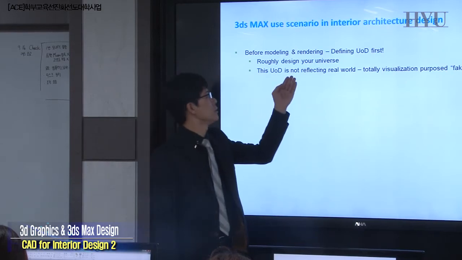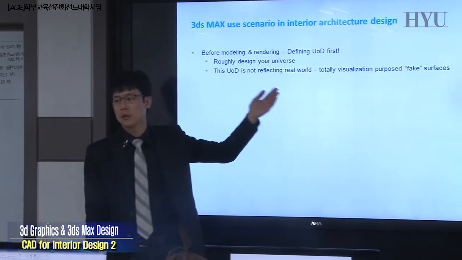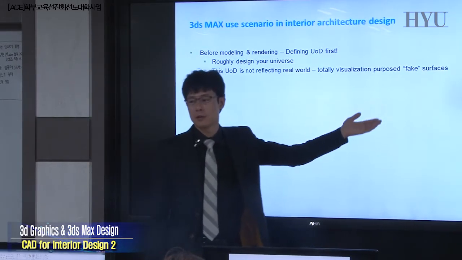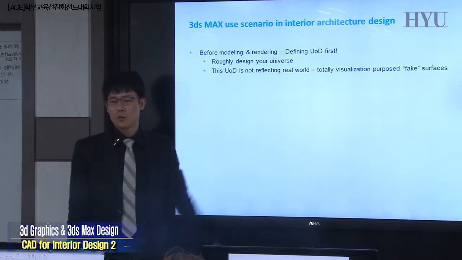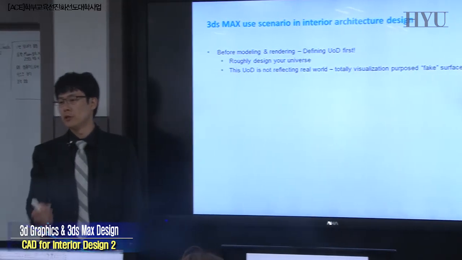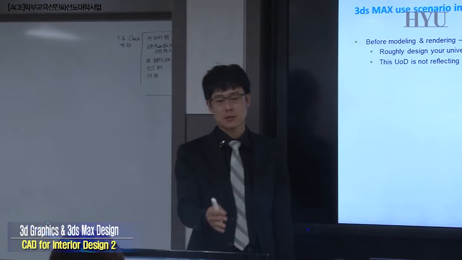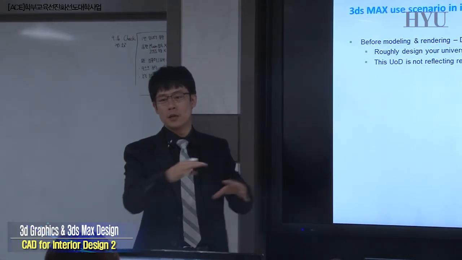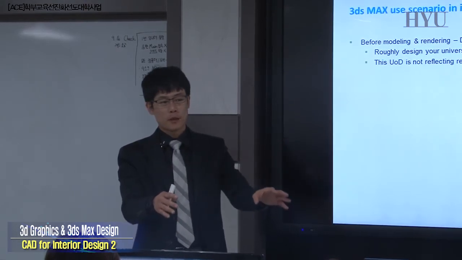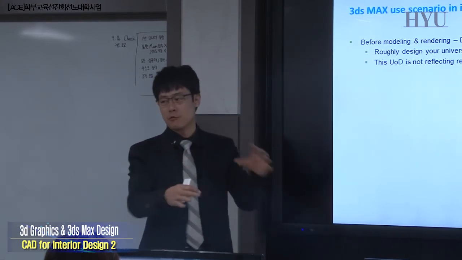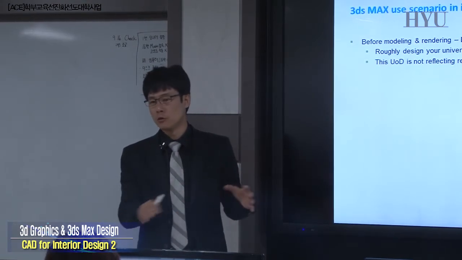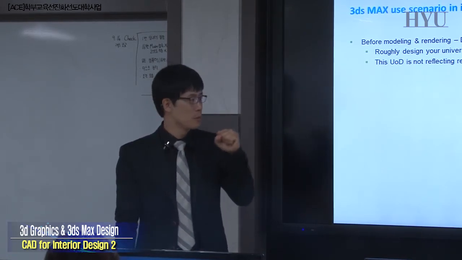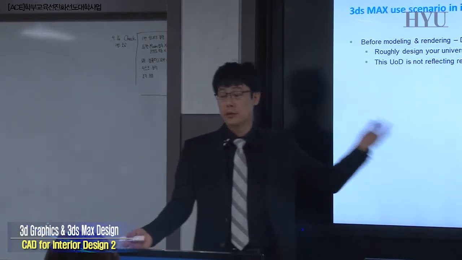This UOD is not reflecting the real world. It doesn't need to be real. It could be fake, just a surface. We will see that in the lab exercise hour, we're going to do that. Simply think about a very high tide ocean, water. We can model it by its waving, moving. But actually, we don't need to do that because there are a number of additional features to make it fake. We're going to handle that today.